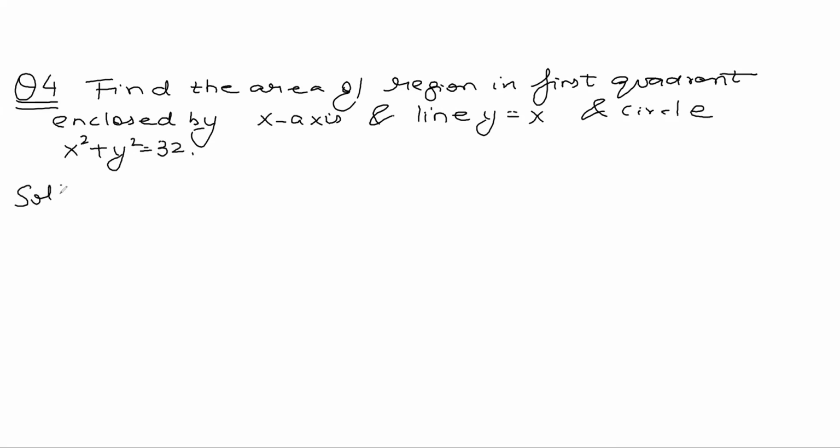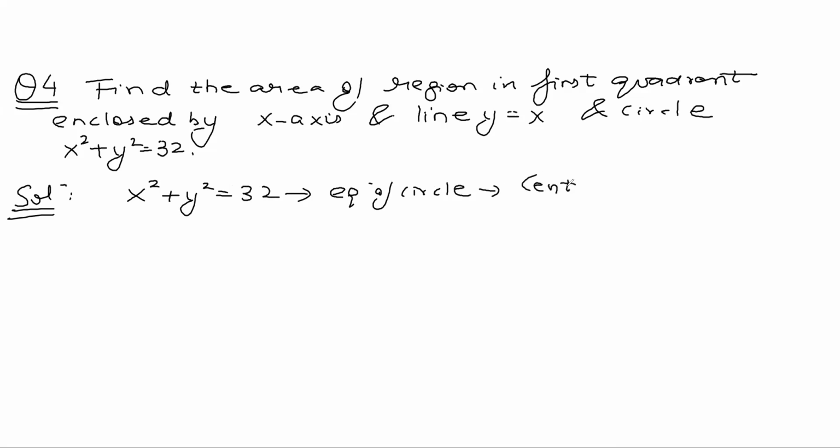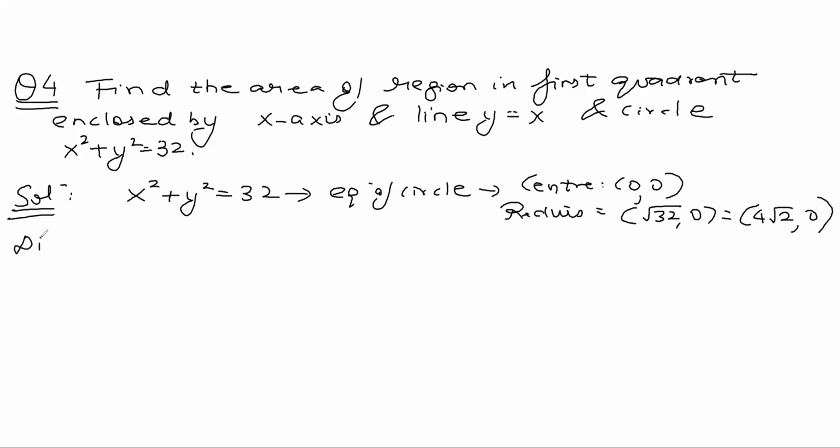So we have 3 things here. First of all, you should know x square plus y square equal to 32 is the equation of a circle with center at 0, 0. And what's the radius, guys? The radius of the circle is root of 32, 0, and root of 32 is nothing but 4 root 2, 0. So if you plot the diagram, see the diagram we are drawing, x-axis, y-axis.